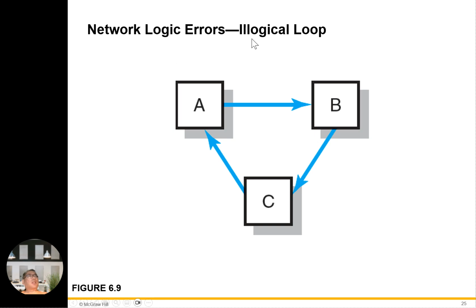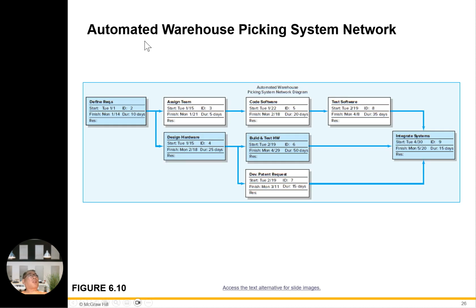So this is the illogical loop A to B to C. Okay, this gives you an example: automated warehouse picking system network. Define requirements, and then assign the team, 10 days here, 5 days here. Design software 25 days, coding software 20 days, build and test 60 days. The firm pattern requirements are 15 days. Test software is 35 days. Integration will be another 15 days there.